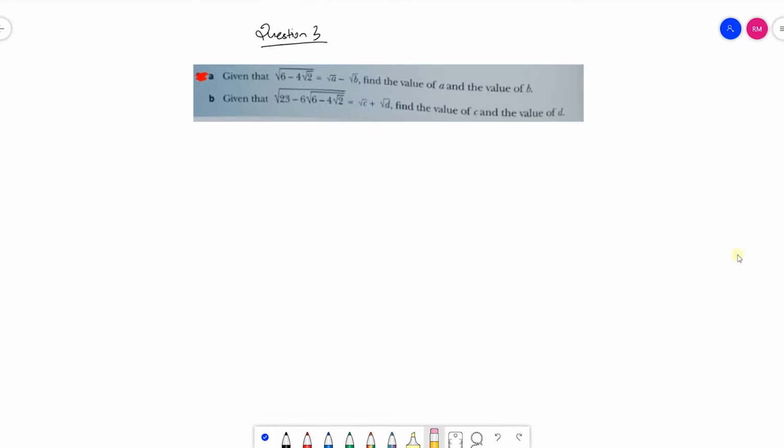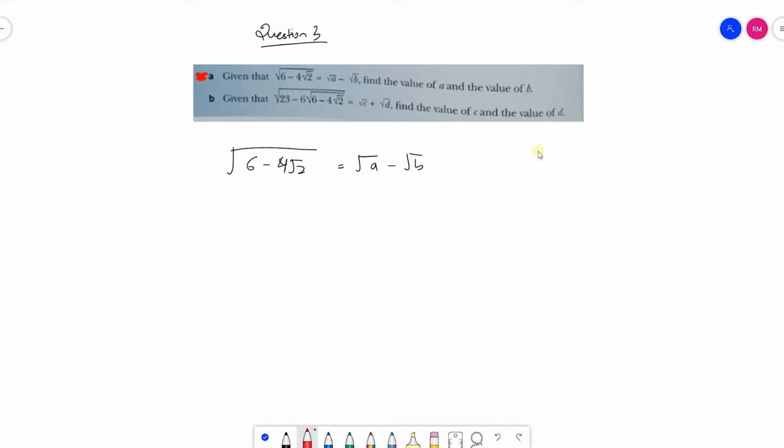Now we'll try to solve question number 3, where given that square root 6 minus 4 surd 2 is equal to surd a minus surd b, and they're asking us to find the value of a and b. So let me rewrite first. Square root 6 minus 4 surd 2 is equal to surd a minus surd b. This question is very tricky if you ask me, and we need to use a lot of rules to solve this.